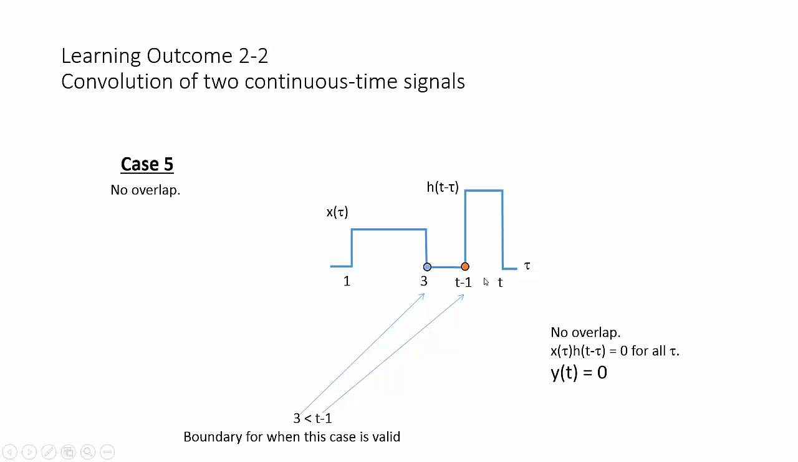Keep moving your pulse to the right. And they no longer overlap if t minus 1 is to the right of 3. We get this inequality, which is equivalent to t greater than 4. Because there's no overlap, we don't need to do the integral. We know that our y of t is 0.